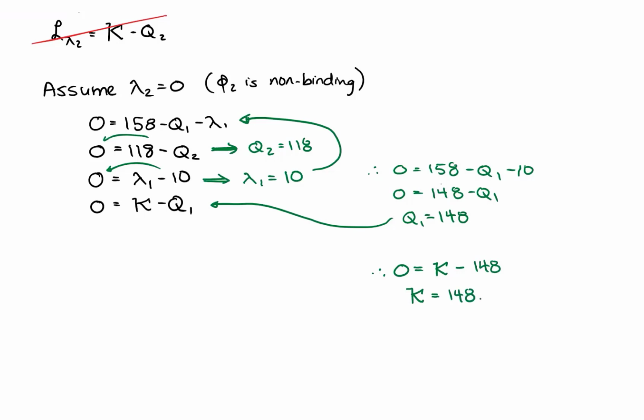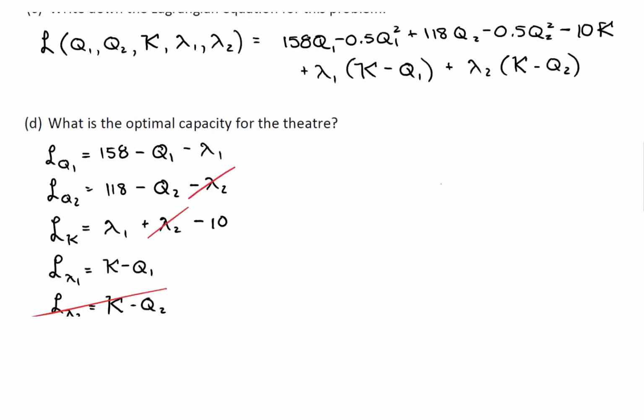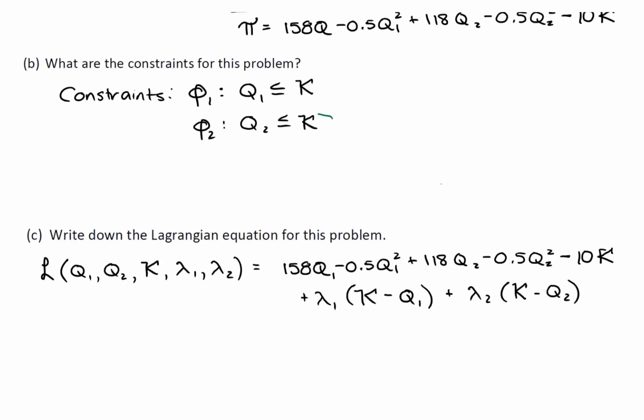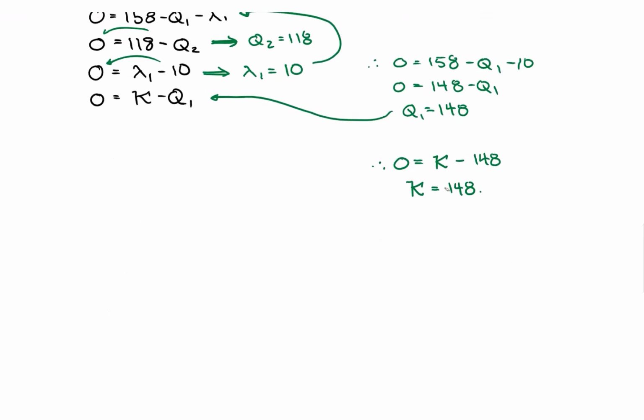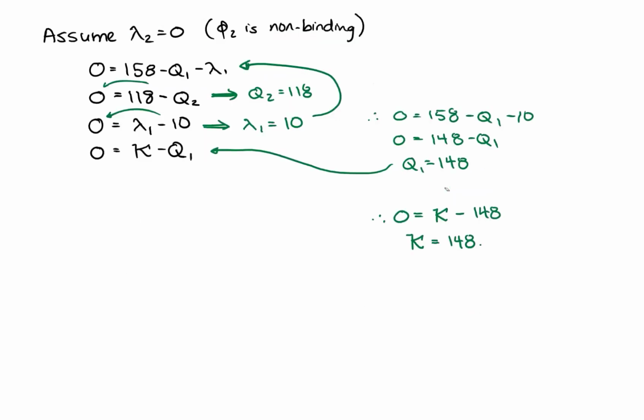And that makes sense. If constraint 2, the second market, is non-binding, that means constraint 1 is binding, that our kappa is going to be the number of tickets sold in market 1. If this is binding, then our capacity is going to be governed by market 1. Okay, am I done?